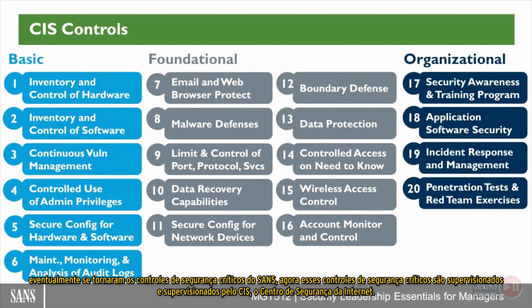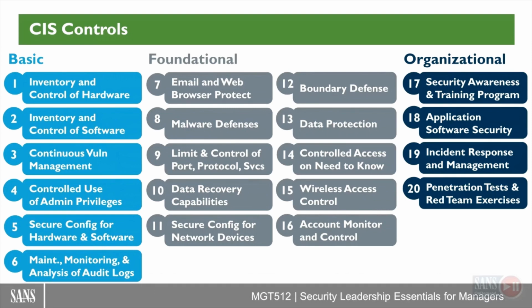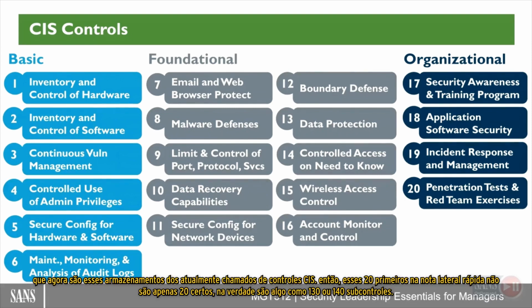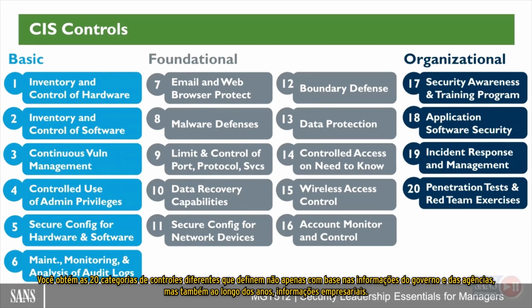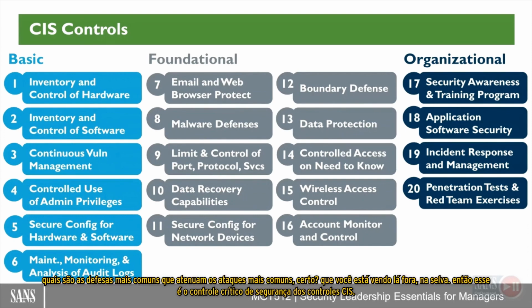Now those critical security controls are shepherded and overseen by CIS, the Center for Internet Security, who are now the stewards of what are currently called the CIS controls. So these top 20, and a quick side note, it's not really just 20, right? It is actually, last I counted, something like 130 or 140 sub-controls, but you've got these 20 control categories that define, based not only on government and agency input but also, over the years, enterprise input, what are the most common defenses that mitigate the most common attacks that you are seeing out there in the wild. So that is the Critical Security Controls, the CIS controls.